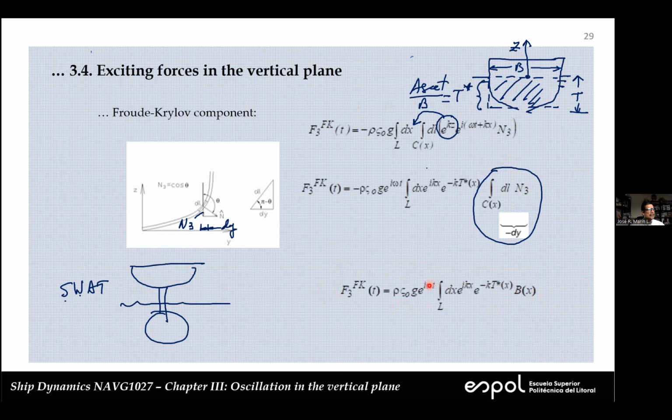And this is a very good approximation in cases, for example, when we receive the waves from the bow. Because in that case, the wavelength you have to compare basically with the beam. And in general, the wavelength is much larger than the beam of the ship. So this is a very good approximation for that.